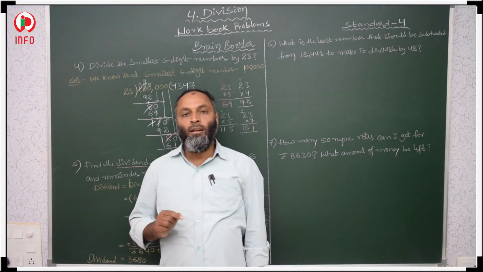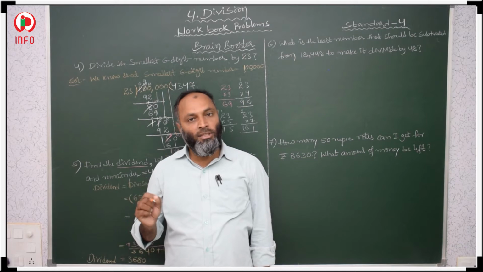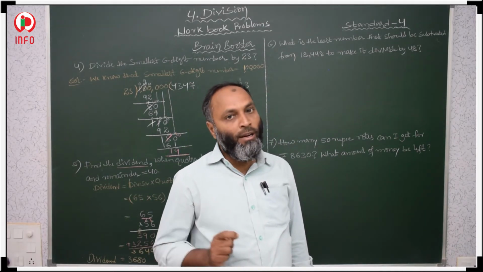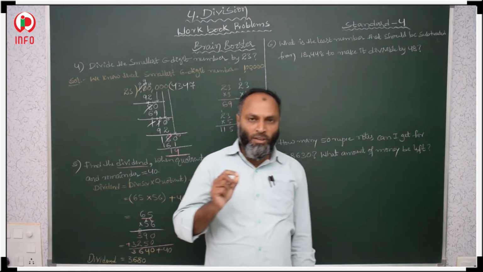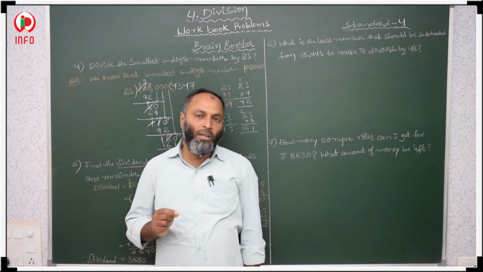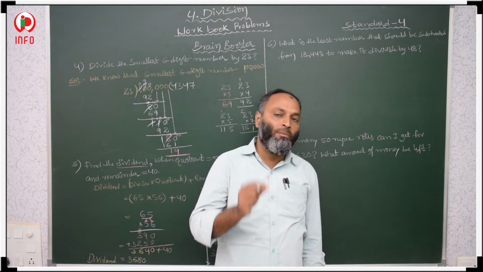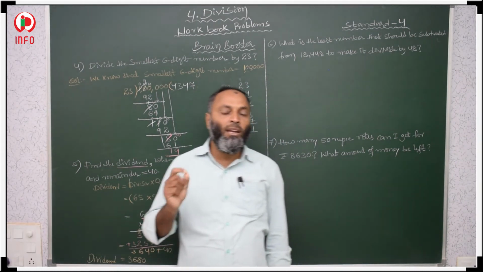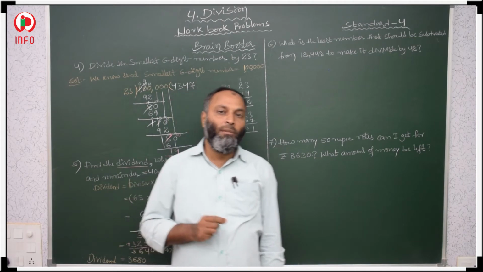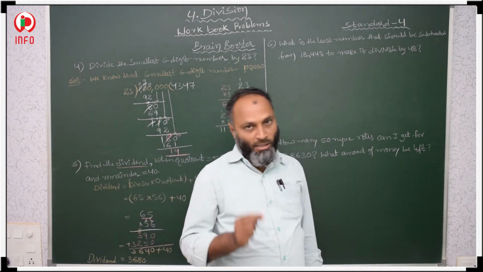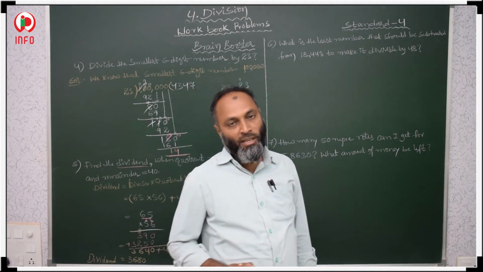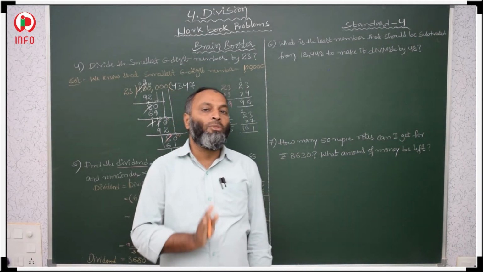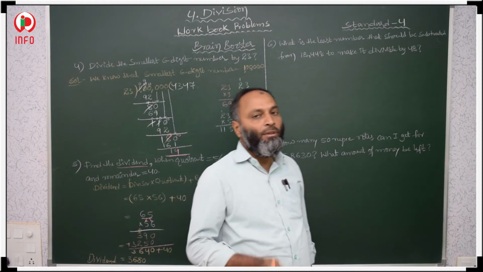Whenever he asks what is the least number to be subtracted, we have to subtract whatever we get as the remainder. If we subtract that remainder from the number, then that number is perfectly divisible by the given number. So first we have to check what the remainder is, and that remainder we have to subtract.